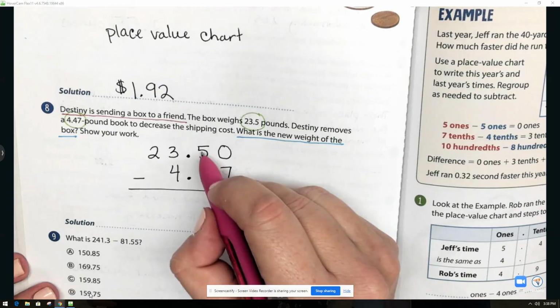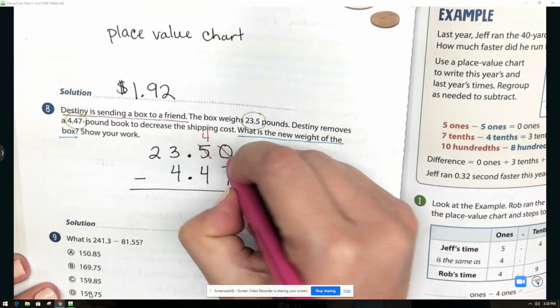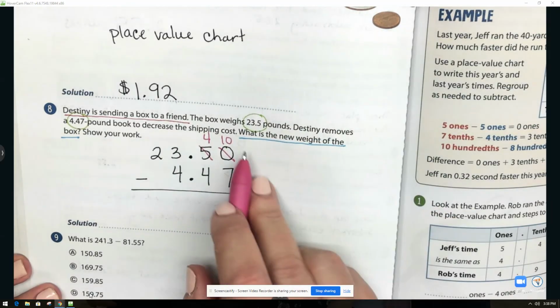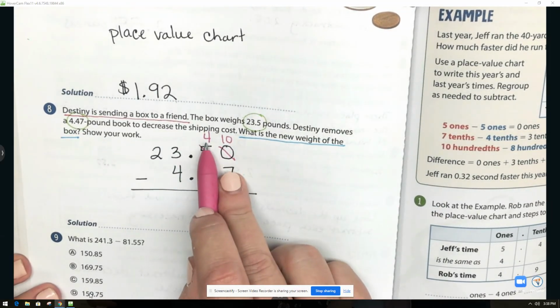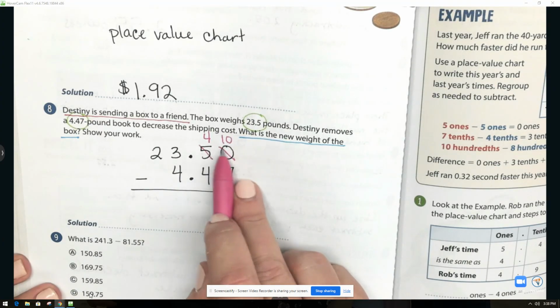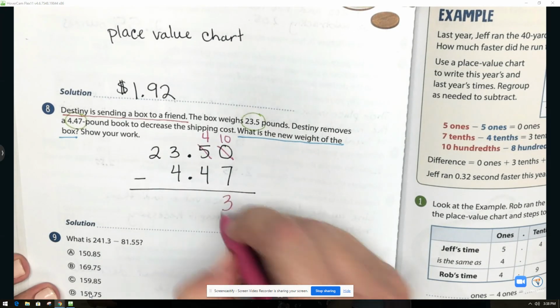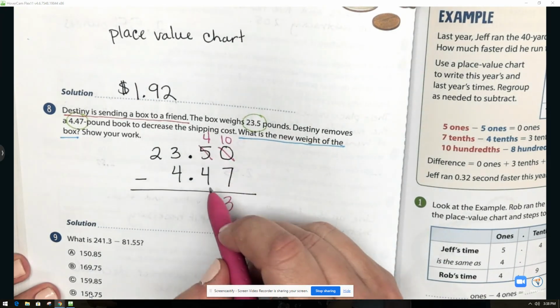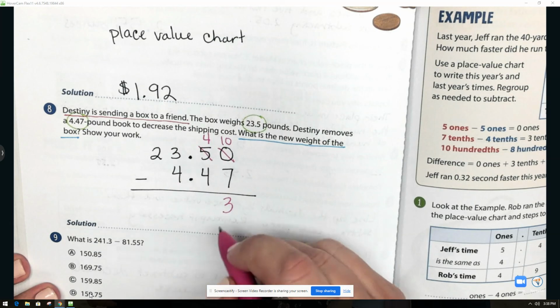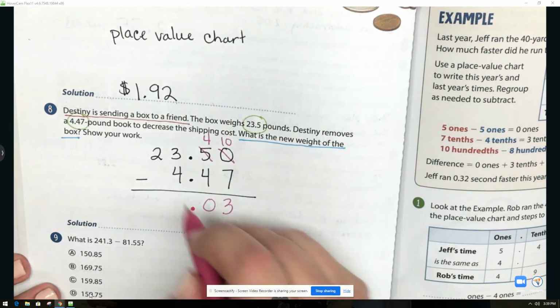So we need to take one of these tenths away and change this to 10, because we're going to take one of those tenths and make it into 10 hundredths. So now we have 10 hundredths minus 7 hundredths is 3 hundredths. 4 tenths minus 4 tenths is 0 tenths. Our decimal comes straight down.